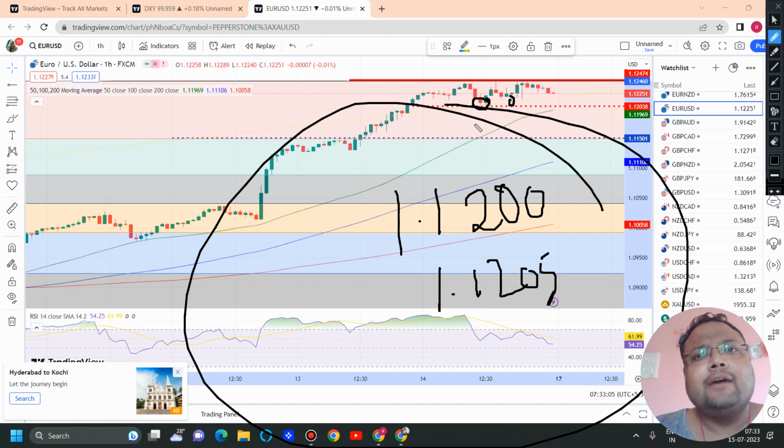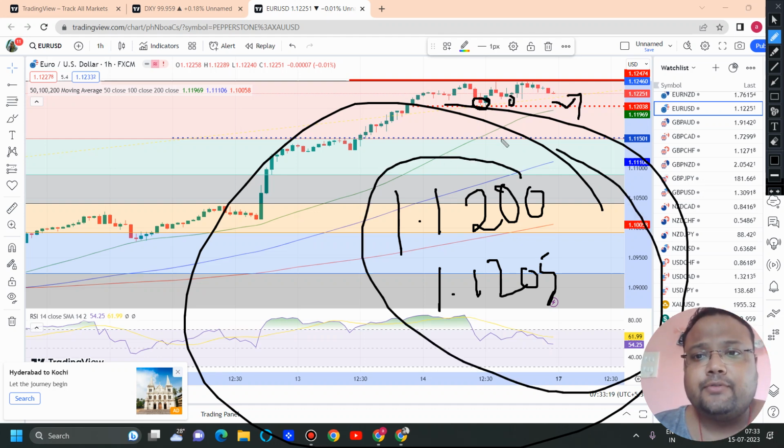So we also have a minor support. I won't call this a very strong support, but in this uptrend market, this minor support is also big enough. So if the market takes support around this area and bounces, we can definitely hit the buy button, because this is the first support.